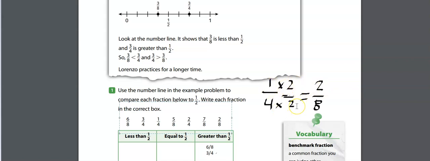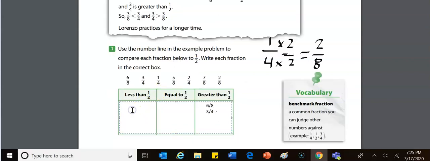4 times 2, which is our denominator, and we got 8. So now we have equivalent fractions, and 2 over 8, let's count it on our number line. 1, 2. 2/8 is right here, and that is less than 1/2. So we will write that in our less than 1/2 area. So 1/4 is less than 1/2.